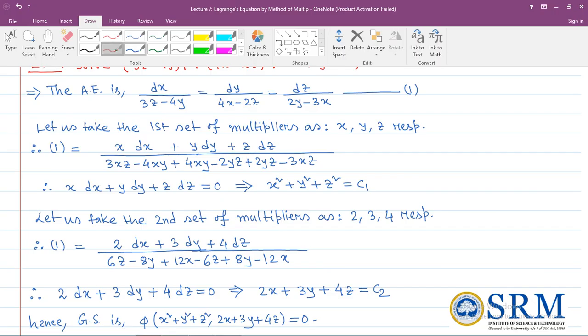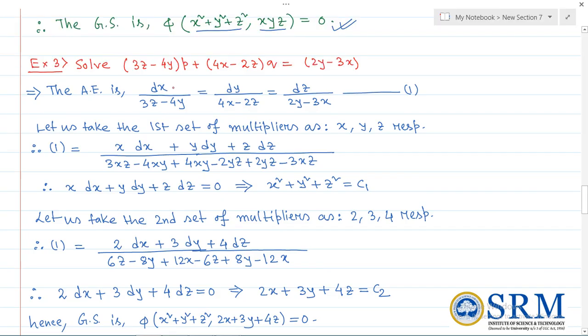So let us try to solve it. The auxiliary equation we have written: dx upon p, dy upon q, dz upon r. So what will be the first set of multipliers? Similar technique. Here which variable is missing in the denominator? That is x. Second, y is missing. Third, z is missing. So the first factor we will multiply with x, numerator and denominator. Second factor, numerator and denominator by y. Third factor, numerator and denominator by z.